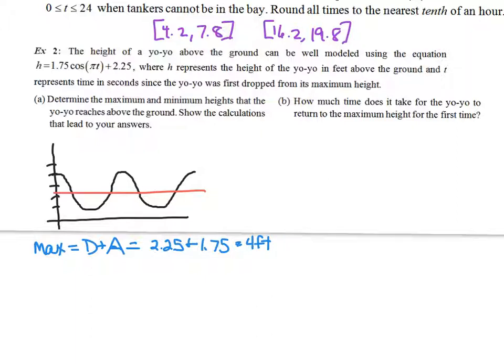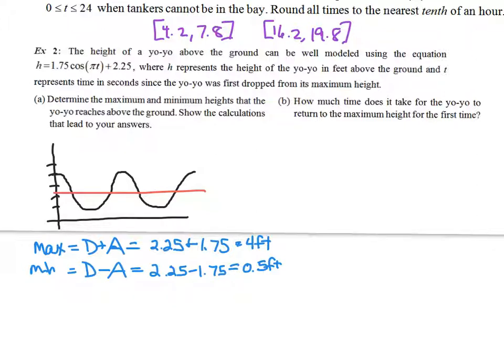Now doing the minimum, we're just going to take that d value and subtract the a. So that's going to bring me down to a valley in the graph. 2.25 minus 1.75, and that's giving me an answer of 0.5 feet. So I've pretty accurately sketched this, going from a maximum of 4 down to a minimum of 0.5. The calculations that would be necessary to show are the ones that I've just put here.